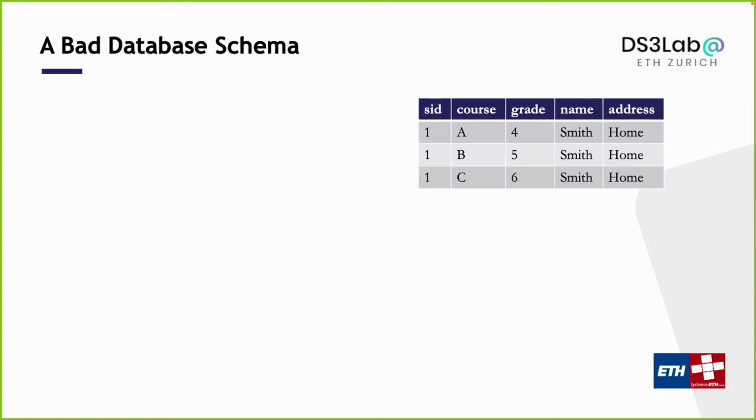So now let's look at this database schema. This is a schema with a whole bunch of information. The first attribute is the ID of the student, and the second attribute is the course that the student takes. As you can see, if student 1 is taking 3 different courses, it corresponds to 3 different rows in this relation. The third attribute is the grade that the student gets in this course, followed by the name of the student and the address of the student, for example.